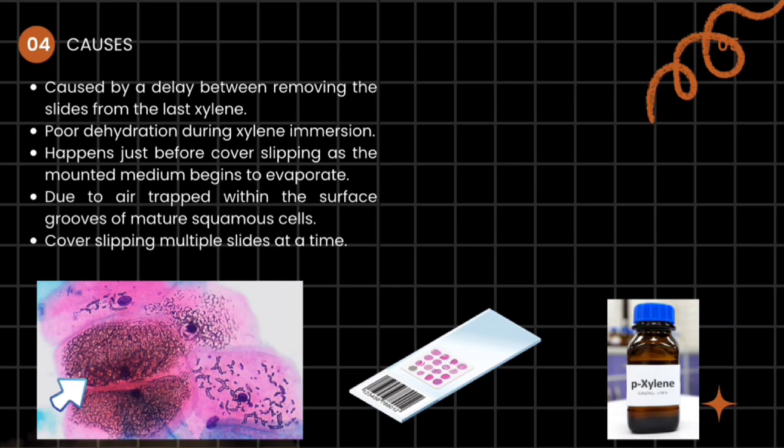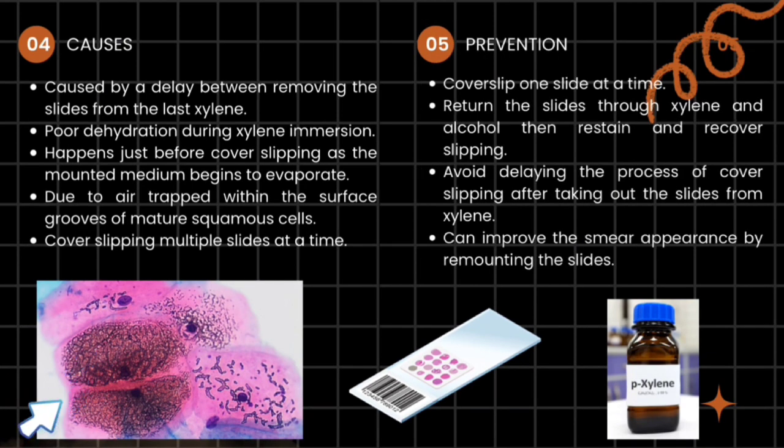Sometimes it might just take place right before cover slipping, as the mounting medium begins to evaporate. This artifact may also be due to air trapped within the surface grooves of mature squamous cells, or cover slipping multiple slides at a time. So how do we prevent or minimize this artifact?